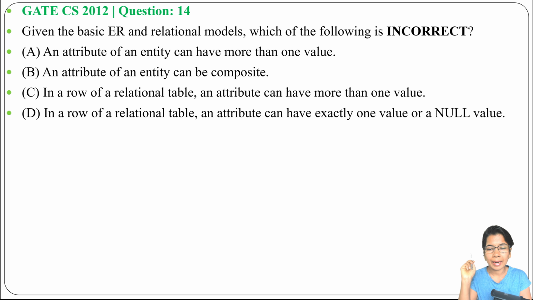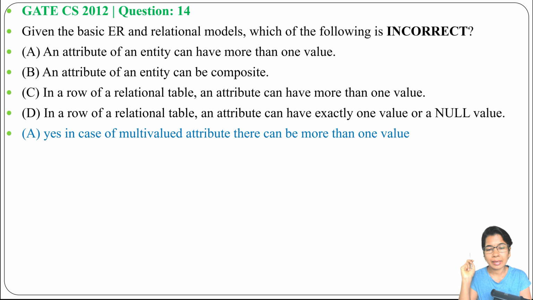Option A, an attribute of an entity can have more than one value. Yes, this is true. In case of multi-valued attribute, there can be more than one value. Next option B, an attribute of an entity can be composite. Yes, there can be composite attribute. For example, name, there can be first name, middle name, last name. So option B is true.